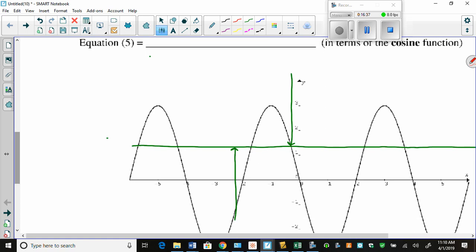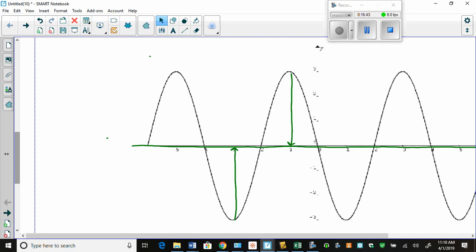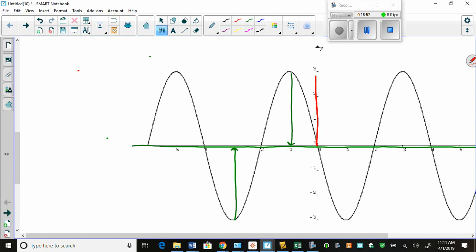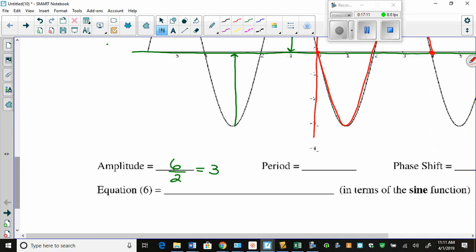And then this last one. This is the y-axis. So it goes from the middle, past a min, past a max, back down to that same height, and it takes 4 as well. So it has a period of 4. So my b equals 2 pi divided by 4. So it's pi over 2 as well.